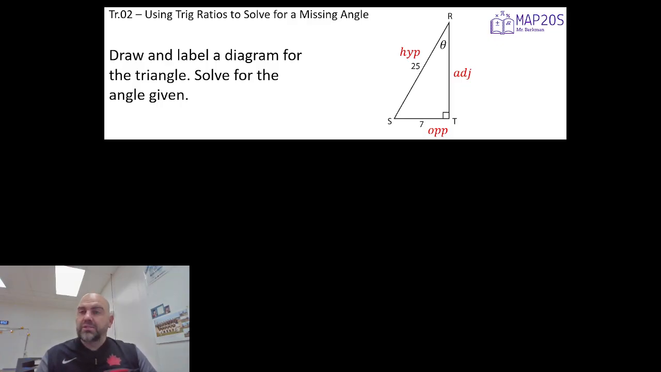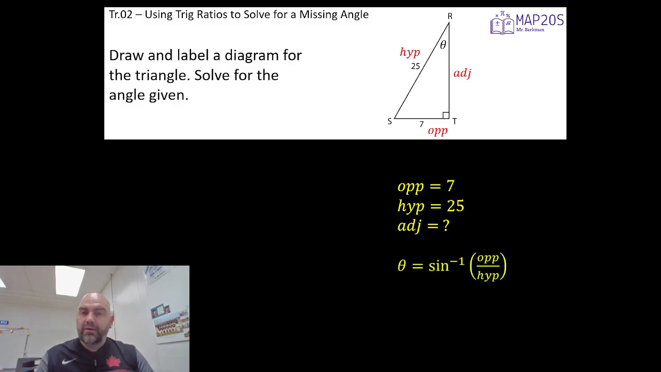All right, which sides do we have? Well, we have the opposite side, the hypotenuse, and we don't know the adjacent. So to find the angle, we are going to use the ratio that has opposite and hypotenuse in it. That ratio happens to be our sine ratio. Okay, sine uses opposite and hypotenuse. We don't need to use Pythagorean theorem to find the adjacent. It's not necessary. We have a ratio that we can use to find our theta. Plug in our values, 7 and 25. Do the inverse sine of this, and you should have gotten an angle of 16.26 degrees, or you could round it to the nearest degree, and that would be 16 degrees.